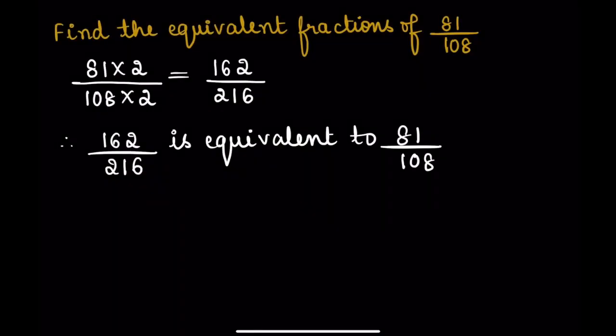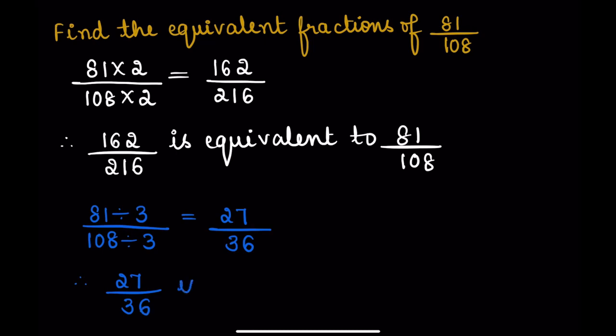Now, if I choose to divide the numerator by 3, then the denominator should also be divided by 3. So we have 81 divided by 3 is equal to 27 and 108 divided by 3 is equal to 36. Therefore, 27 by 36 is also equivalent to 81 by 108.